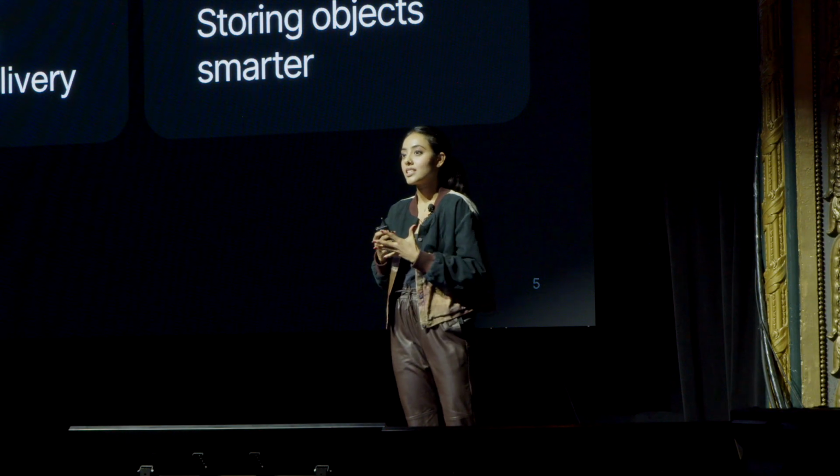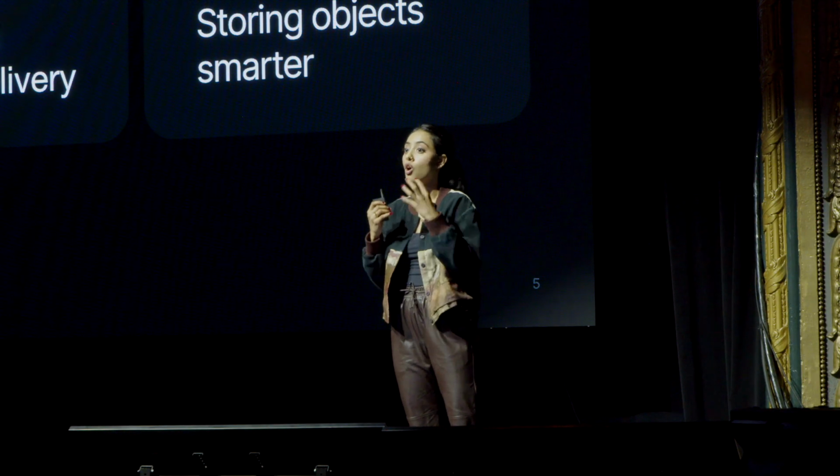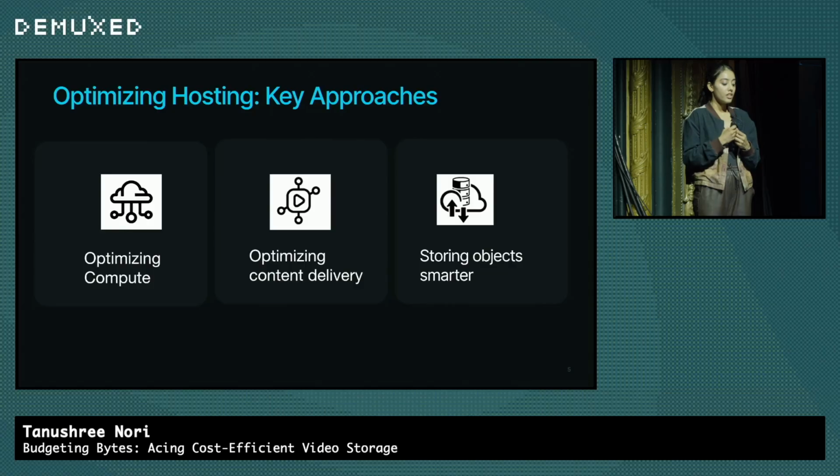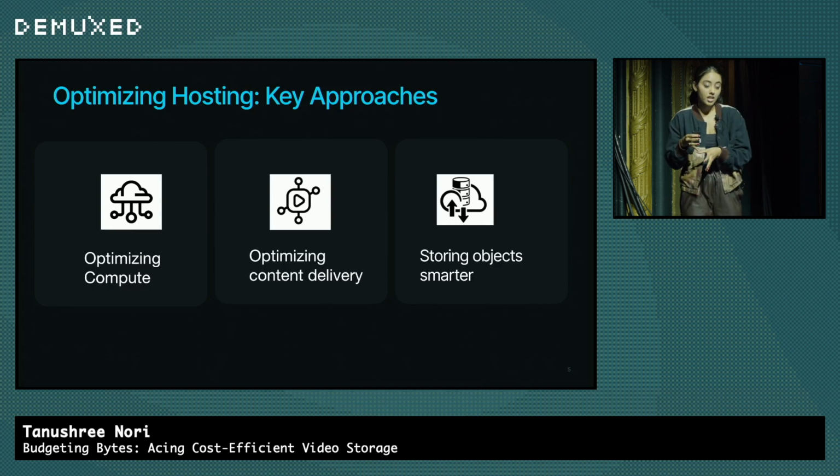There are a few ways you can think of optimizing how you host content. There's optimizing compute, where you choose the right cloud instances and scale intelligently. You can optimize content delivery, where you would strategically place content close to the users using CDNs. Or you could optimize storage, where you would choose the right storage class for the right content. And that's what we'll be looking at today.